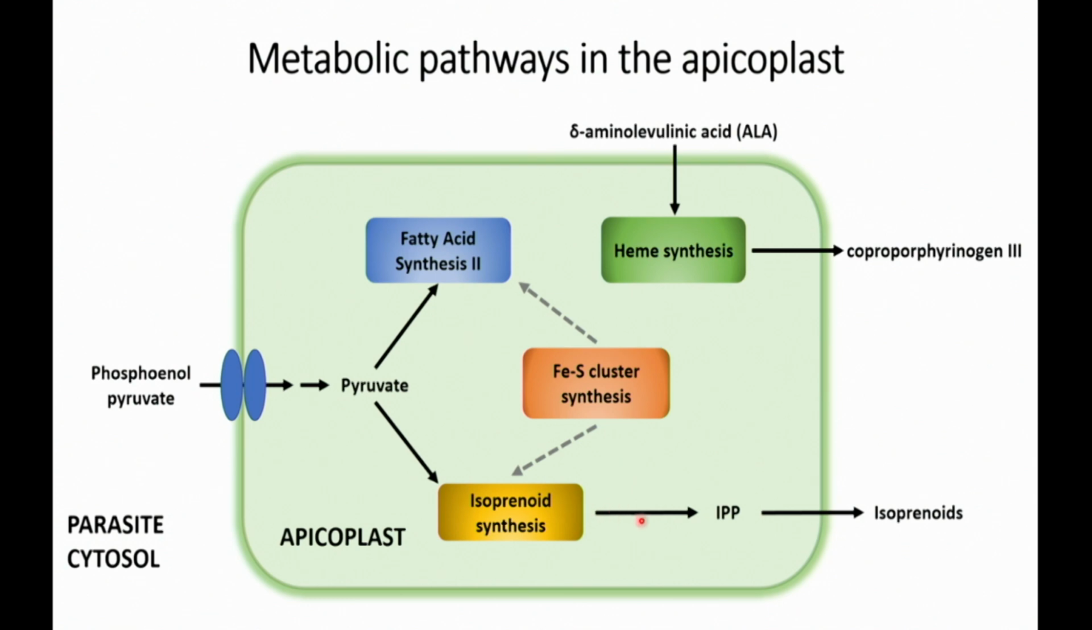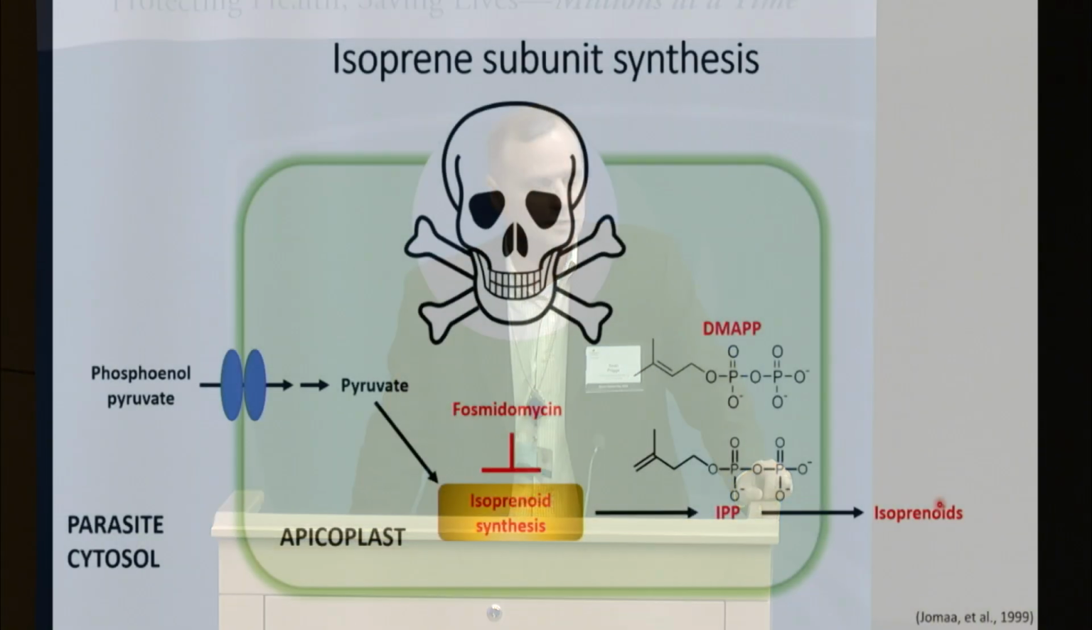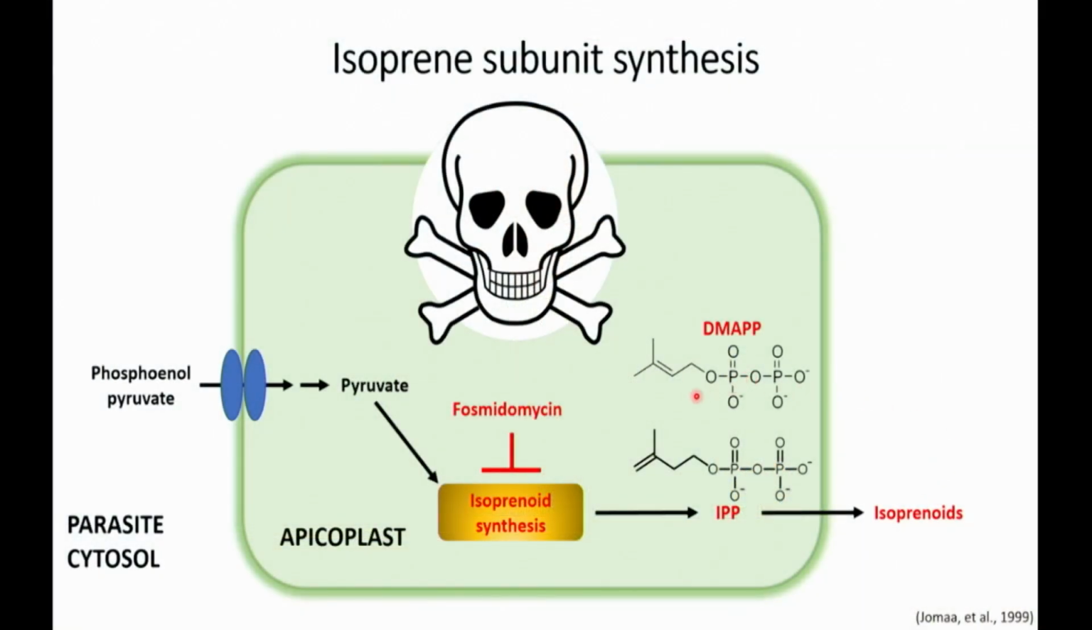And so this produces a building block called IPP, which I'll show in the next slide, and is thought to be responsible for essential isoprenoids that exist in different compartments of the parasite cell. And so the first indication that this was an important pathway came over 2 decades ago, when it was observed that the inhibitor, a very specific inhibitor called phosmidomycin, of prokaryotic type of isoprenoid pathways kills parasites.